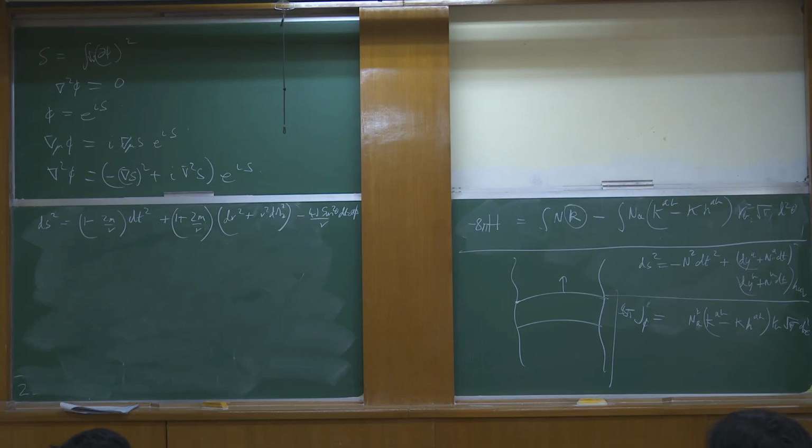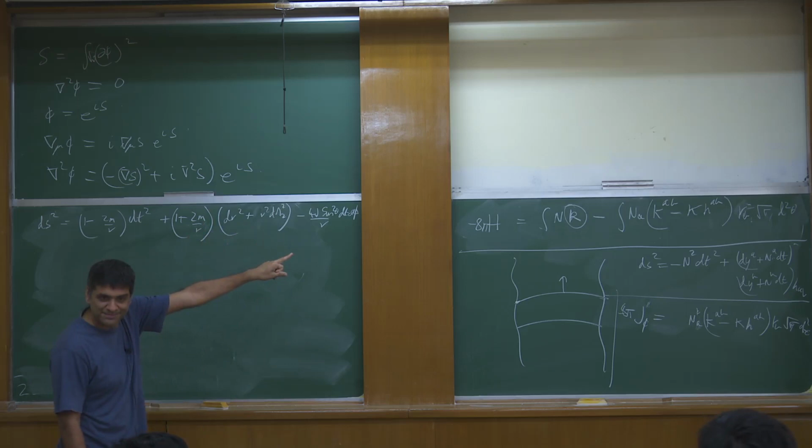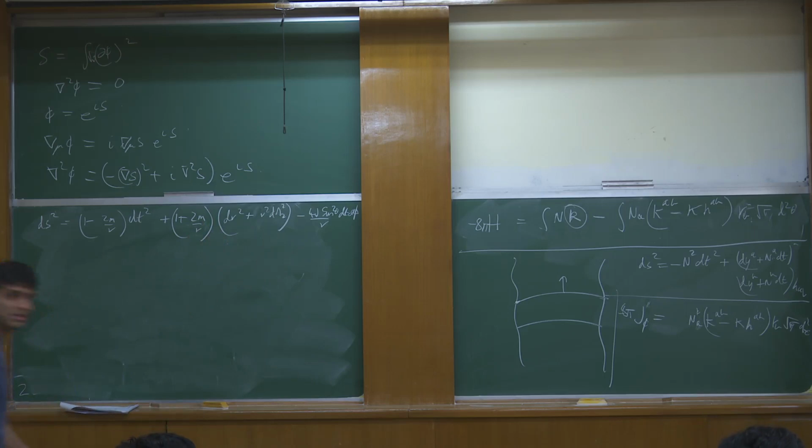Now, we have already gone through the exercise. I don't remember whether we did it in class or you had it as a problem, to check in such a metric that m was the mass given by that formula. What I want to now do is to check that the angular momentum given by this formula here is j. So that is the practical way of reading off the angular momentum.